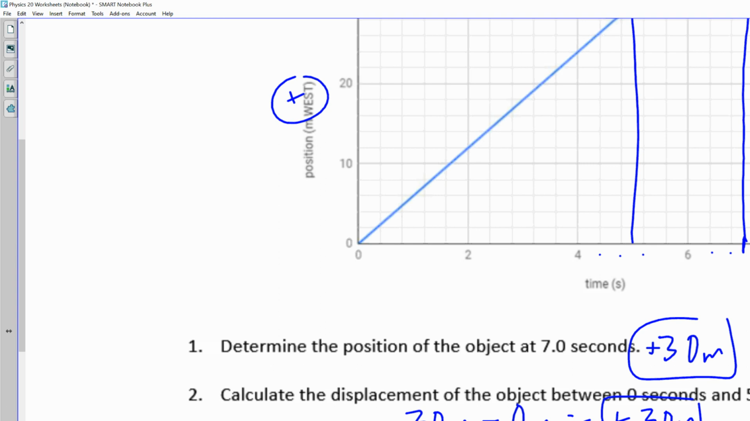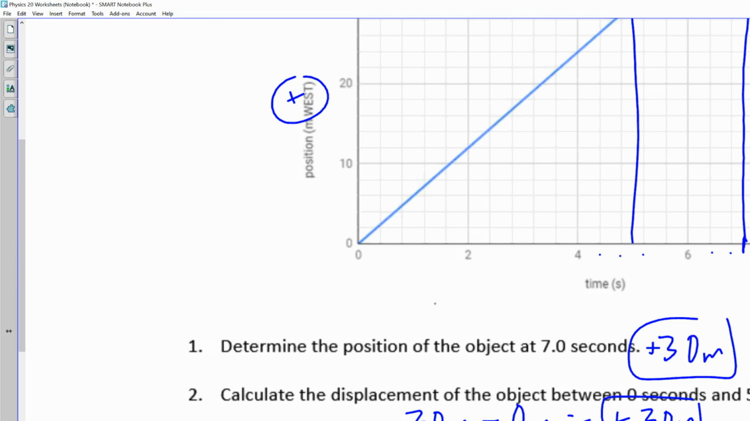6 meters per second. Now, how many of you guys, when you were working on this question, were thinking slope? How do you find slope? What's the equation for slope? What is it? Rise over run?